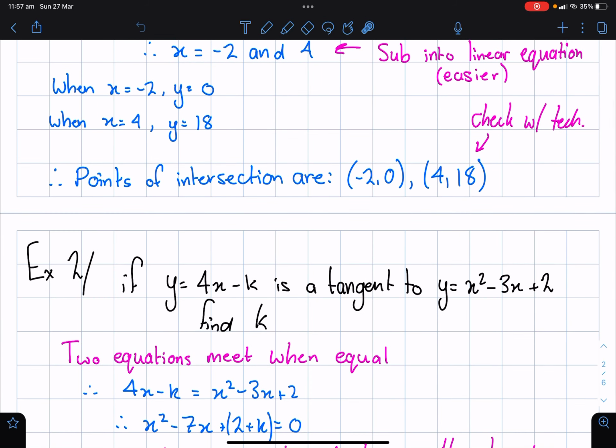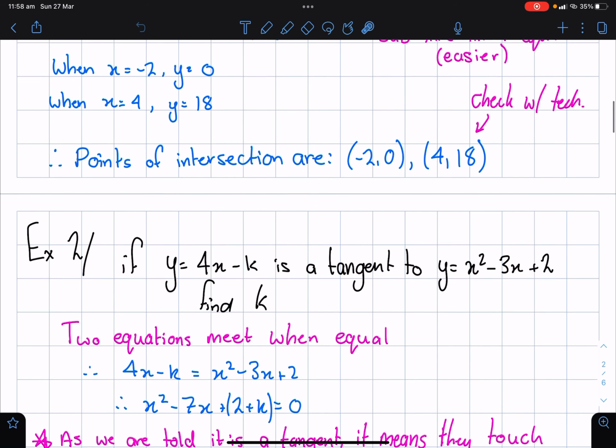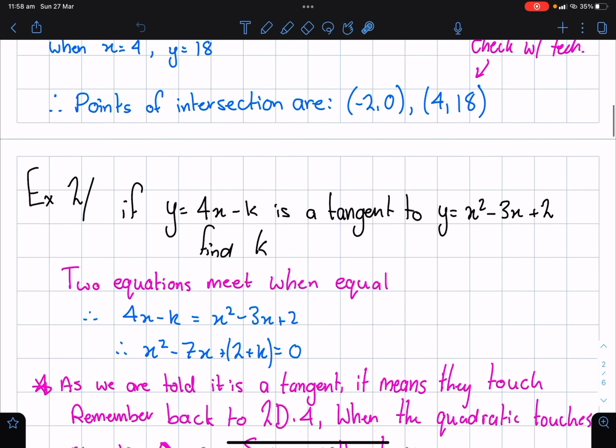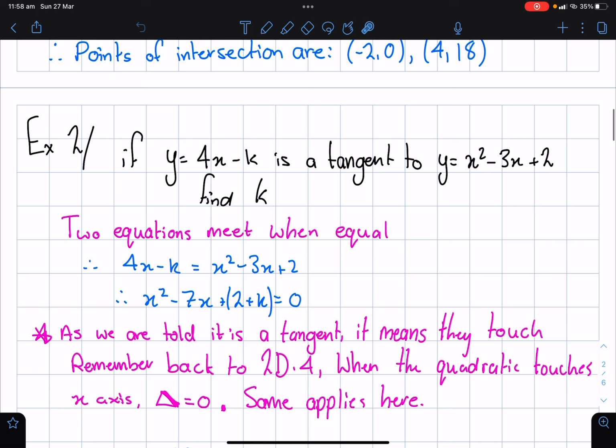We're going to take everything over to the same side to make one side equal to 0, and we're going to collect our constant terms together as our c coefficient. Because we're given the information that our linear equation is a tangent, we know that they touch once. If you're playing along with the Hazy textbook especially, in chapter 2D.4, when the quadratic touches the x-axis, our discriminant, so remember delta is our discriminant, equals 0. The same thing actually applies here. So we can take our new quadratic and find the discriminant when that equals 0.